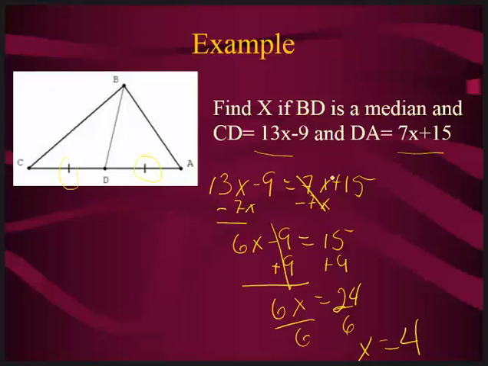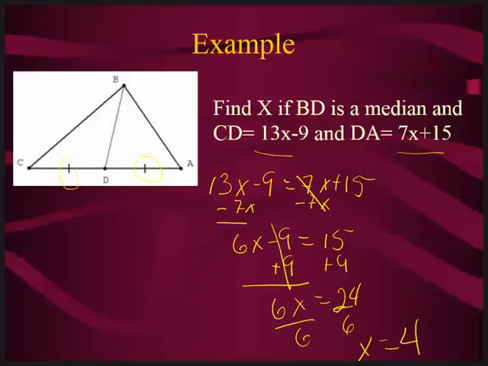Now I could go on to say find the length of CD, in which case we would need to plug it in. Or find the length of DA. We could plug it in. If we did that, what do we expect to see? We should get the same answer both times. If these are truly congruent, then we would get the same answer.